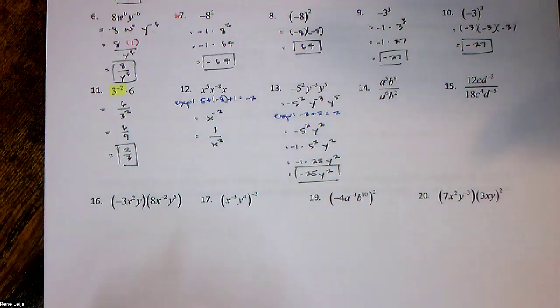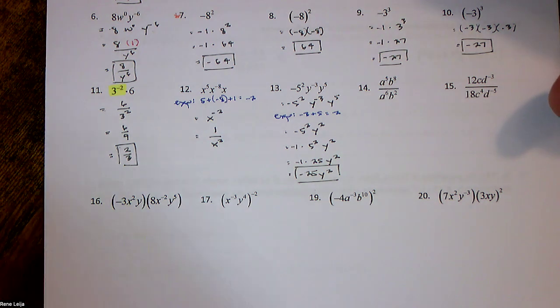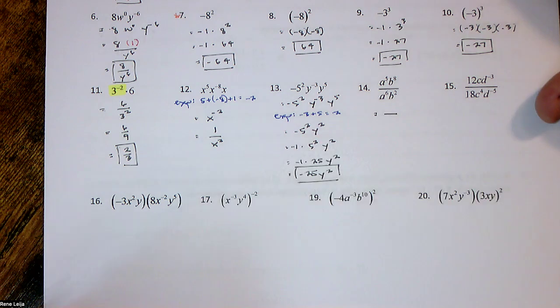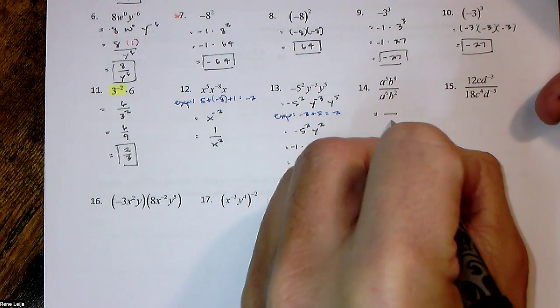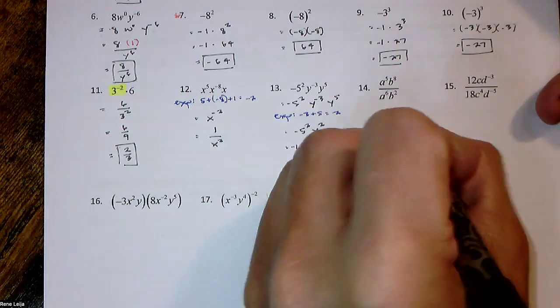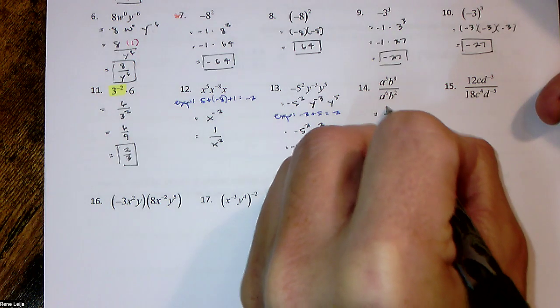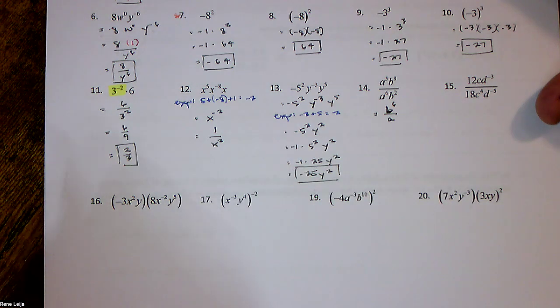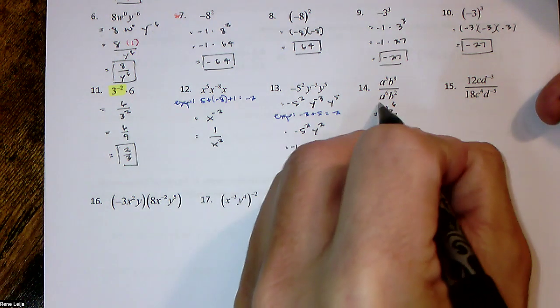So for the A's, how many more A's do you have in the bottom than in the top? Well, you have 1 more A in the bottom than you do in the top. For the B's, how many more B's do you have in the top than in the bottom? You have 6. So that just simplifies to B to the 6th over A.